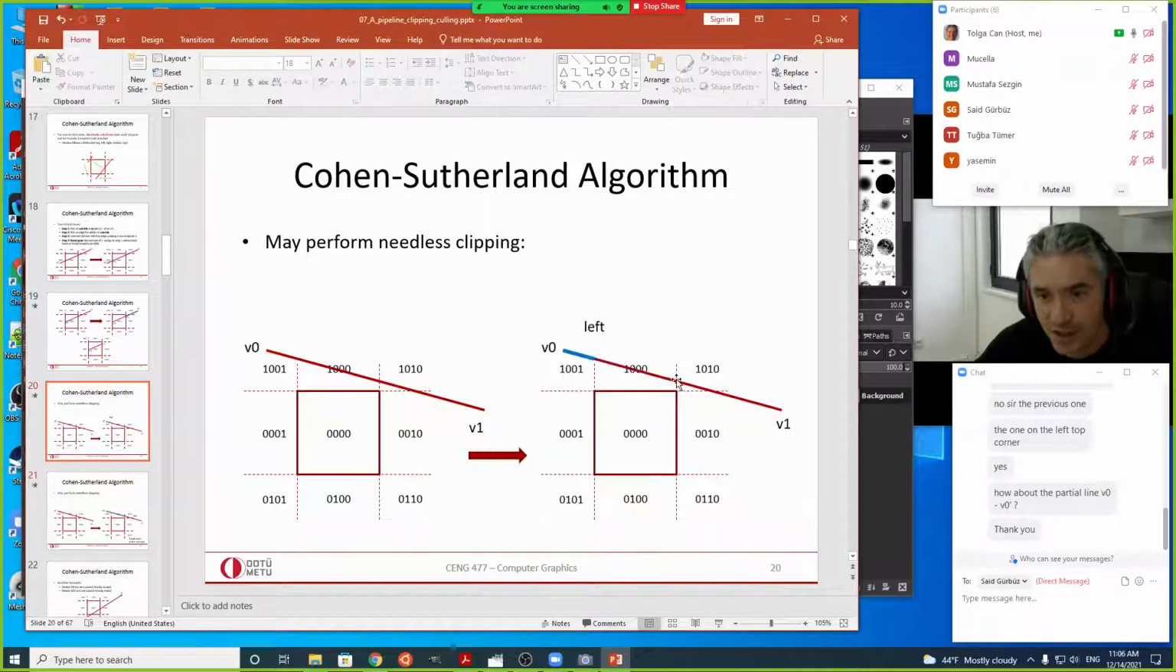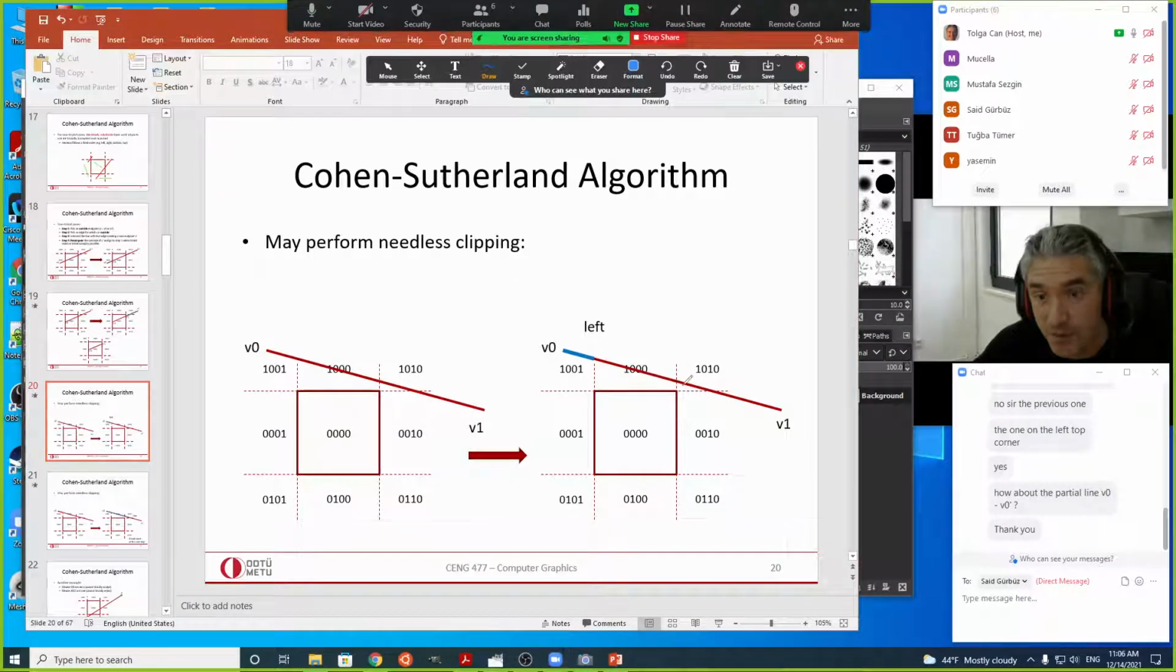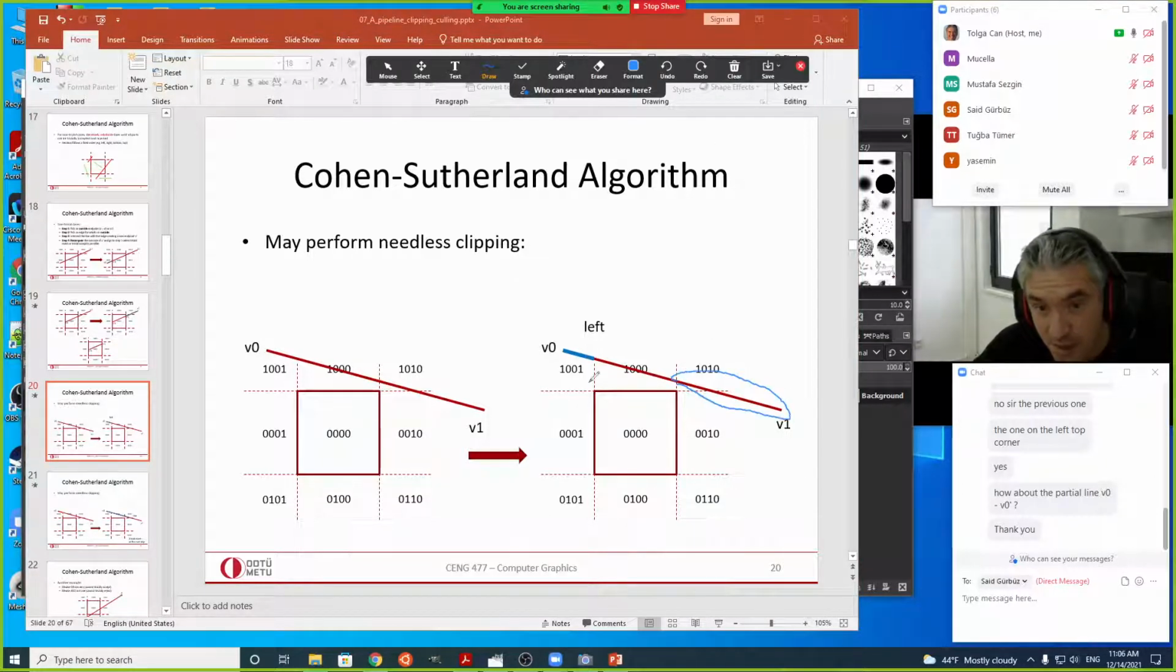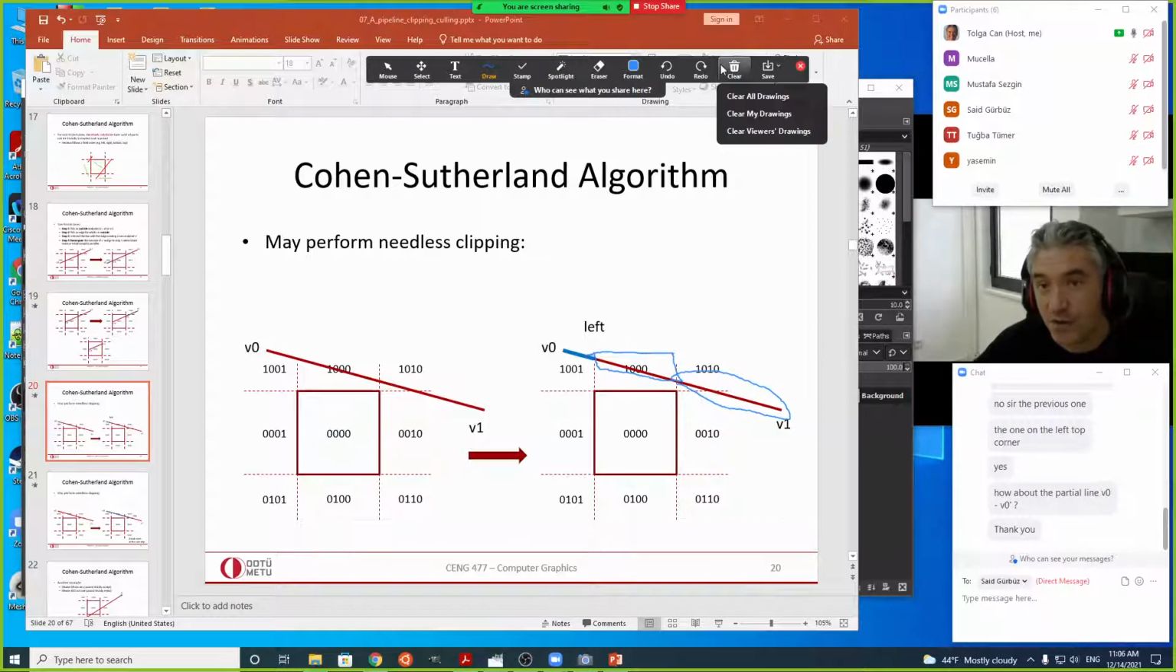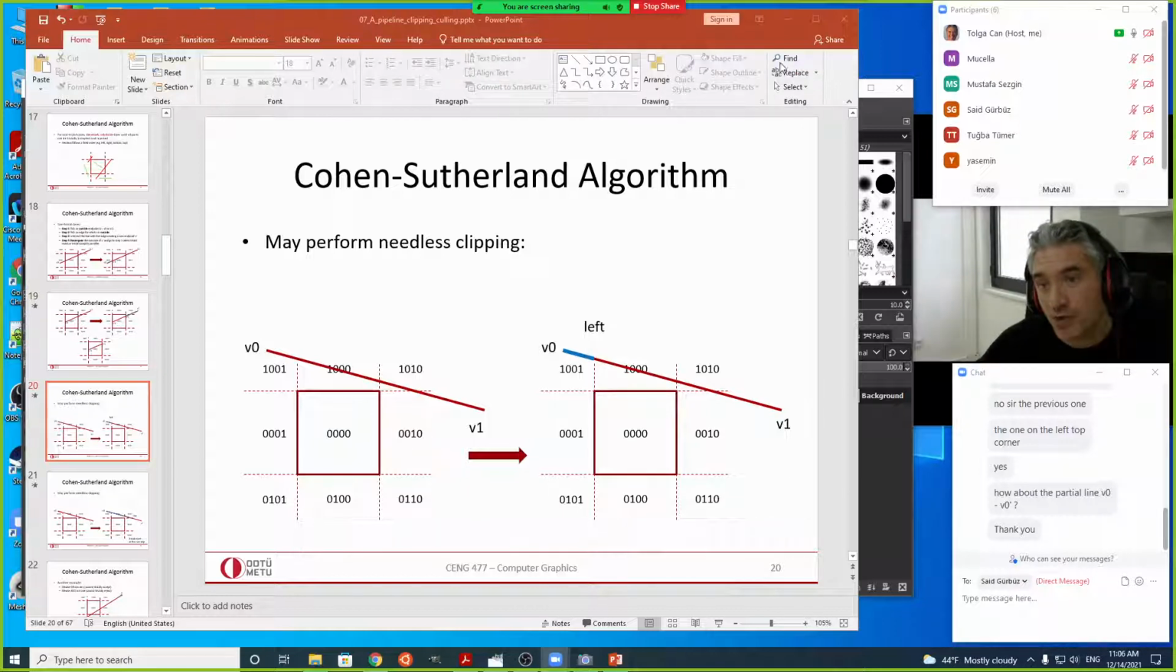We could have a trivial rejection, for example, if we perform the clipping against the right boundary with respect to V1, and this part could be left out as the blue left-out part. But again, the remaining part here is a trivial reject case with respect to the top boundary. So after every clipping step, we perform this bitwise AND operation to see whether it can be trivially accepted or rejected. This trivial accept or reject check is performed after every clipping operation.